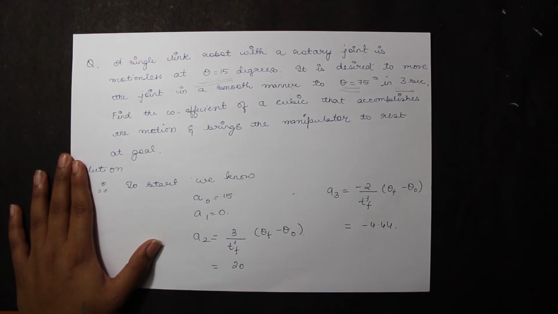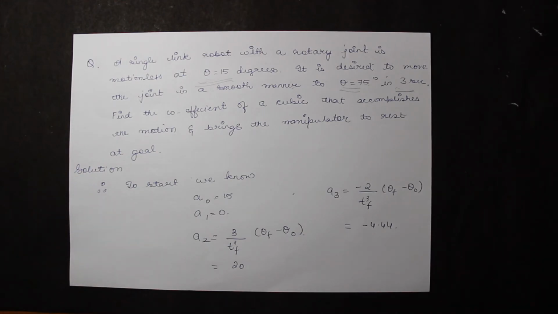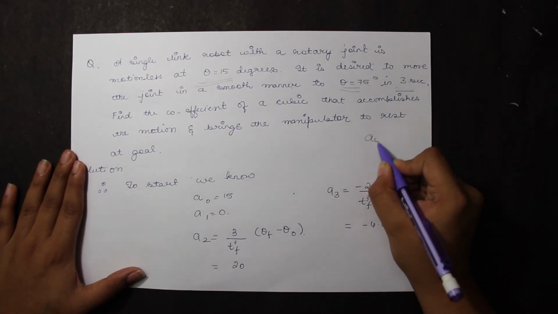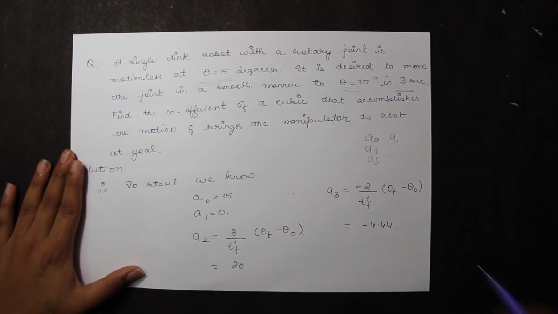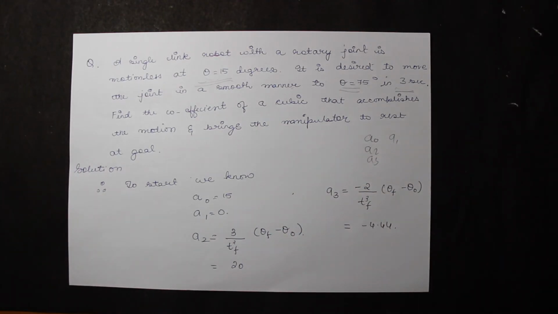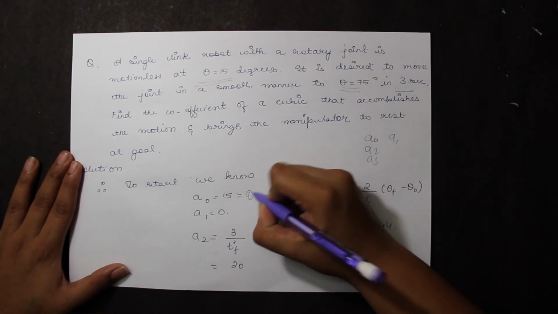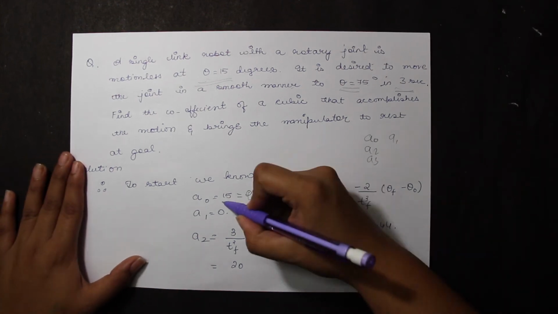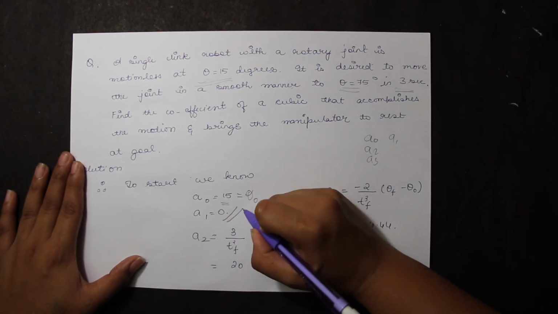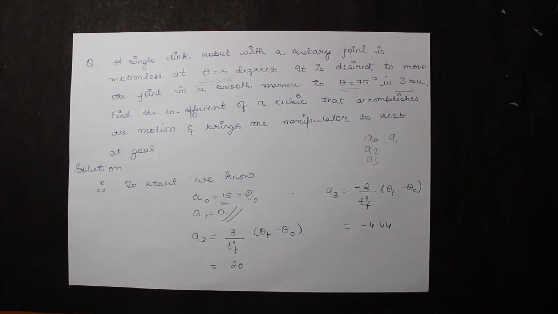So what all values do we need to find? That is, we need to find the value of a0, a1, a2 and a3. Now let's look at how we are going to do it. You know that the value of a0 is equal to theta naught. So we simply derive it as 15 degrees. We know that the value of a1 is always going to be 0 because that is what our derivation told us, and we get it as 0.